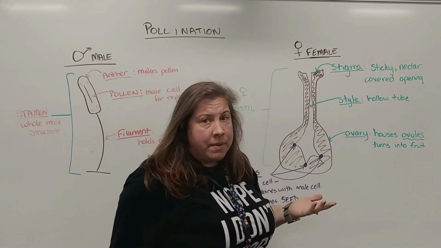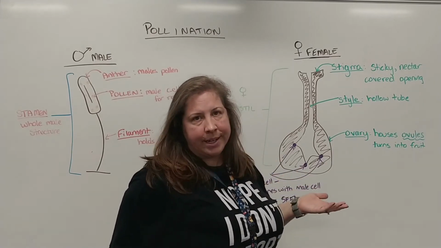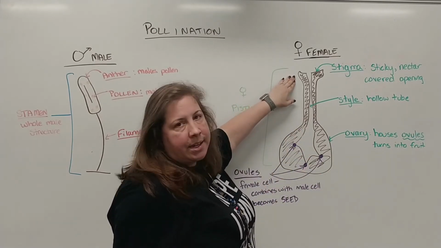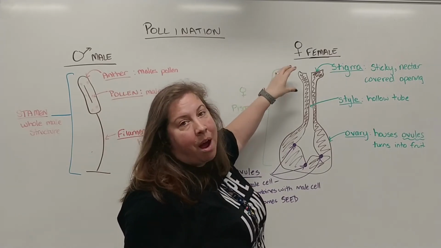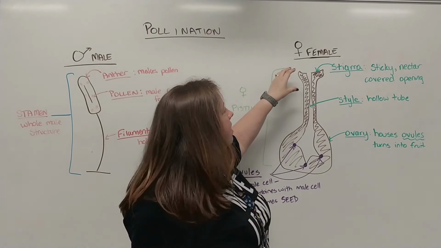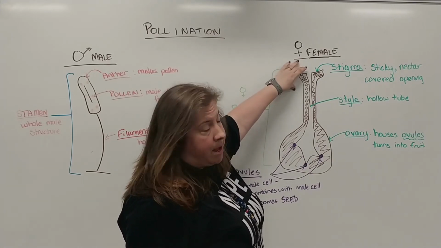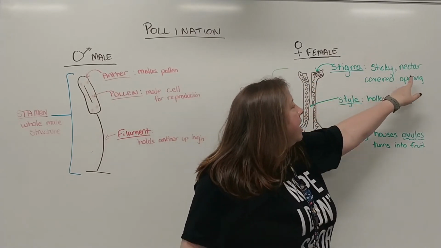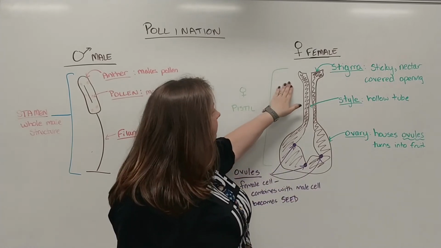And that smell of the nectar and the bright colors of the petals are what attracts a lot of pollinators. So they smell this nectar and they fly into the flower, and any pollen that they have covered themselves with is then deposited on the sticky stigma. The stigma is the sticky nectar covered opening of this pistil, okay?